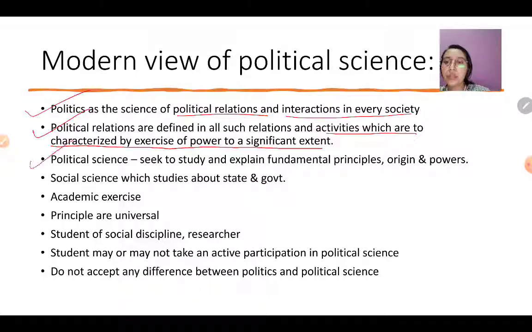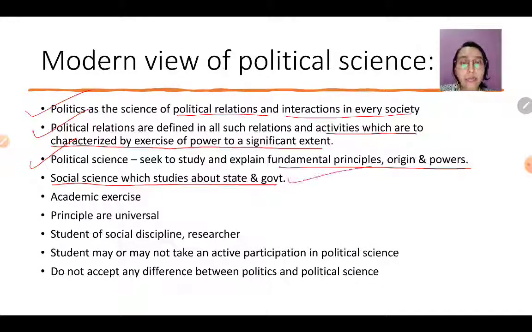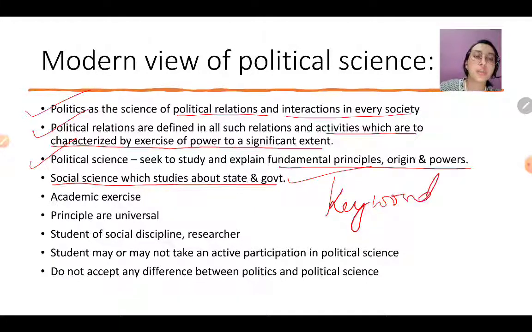So from the modern view of politics, political science seeks to understand and explain fundamental principles, origins and powers. It's all about the principles regarding the state and the government. Political science is a social science which studies state and government. Kindly don't forget this keyword in political science. We need to always carry the keywords in our mind. So when writing about the meaning of political science, you just write the keywords state and government.